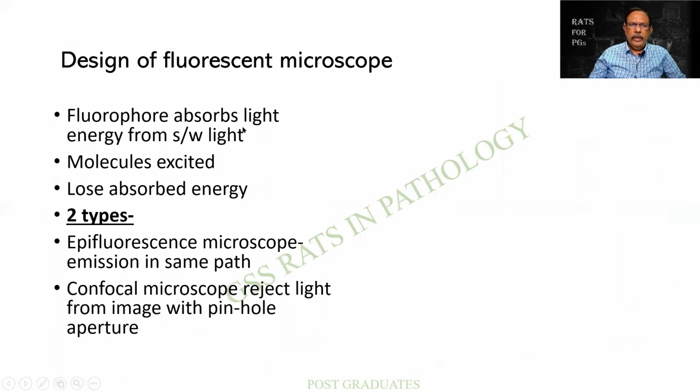The fluorophore absorbs the light energy, the molecules get excited, they lose the absorbed energy. This is one of the disadvantages of immunofluorescence. It has a very short half-life, as a result of which it becomes dimmer and dimmer, and maybe beyond 20 minutes or so it might not be fluorescent, and hence a photograph is mandatory for us to have a proof of the fluorescence. And there are two types. One is called an epifluorescent microscope, another is a confocal microscope. Please do remember these two types.